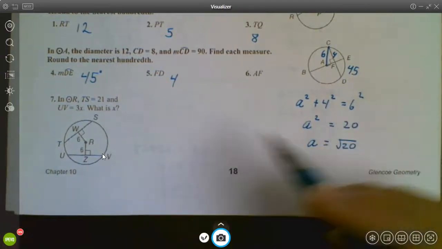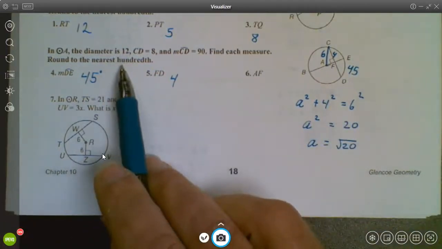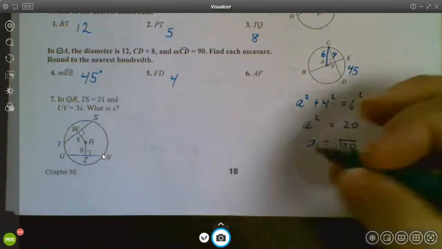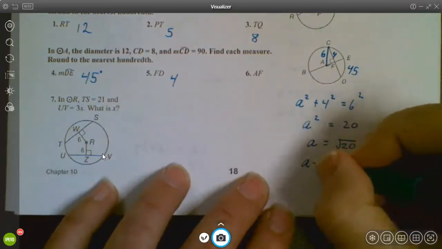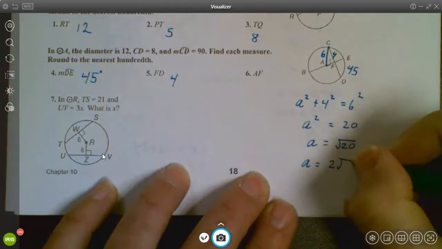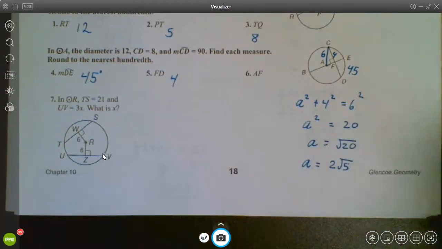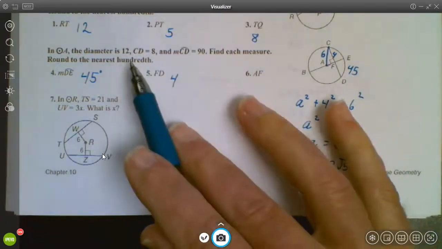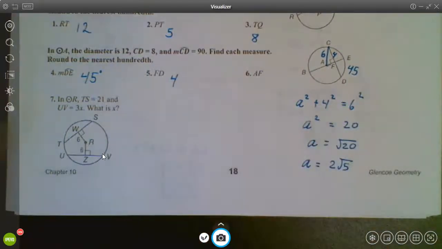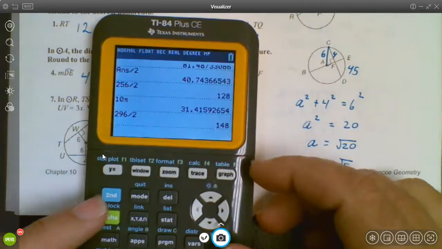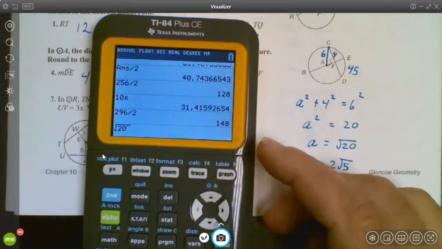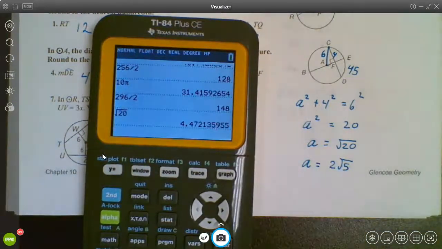Guys, on this one, follow directions. If they said write it in simplest radical form, you should be writing it like this. All right, that would be simplest radical form. If they said nearest hundredth, then go ahead and type it into a calculator. I'm going to say, what's the square root of 20? 4.47.